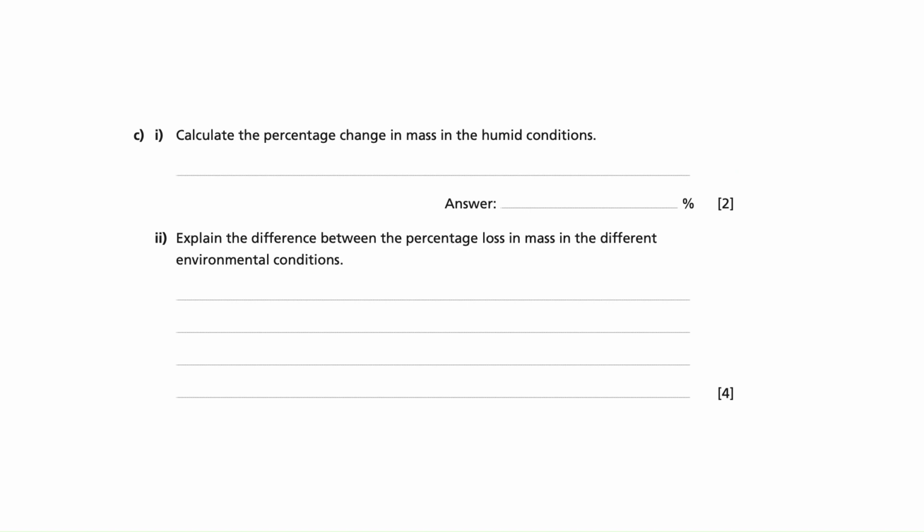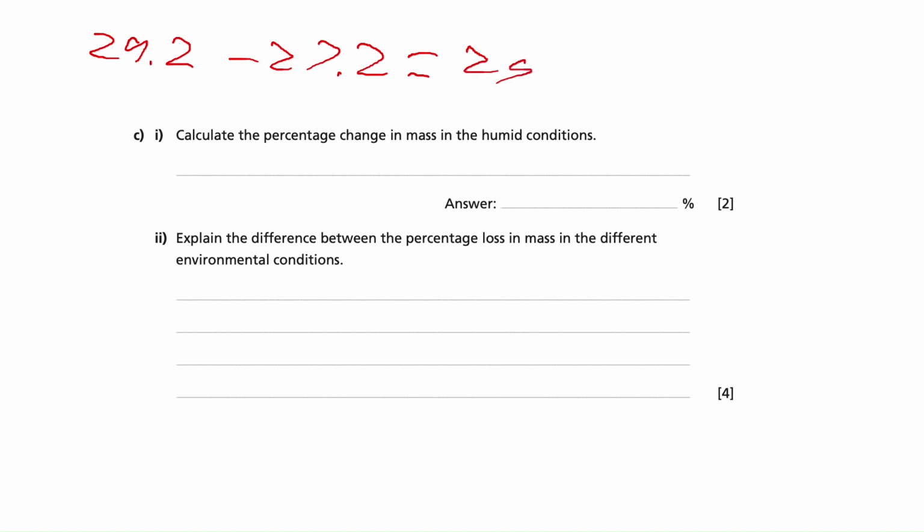C part 1, calculate the percentage change in mass in the humid conditions. To do this, we need to find the difference in mass initially. So, in humid conditions at the start, it was 29.2. After 1 day, it was 27.2. Therefore, that gives us a difference of 2 grams.